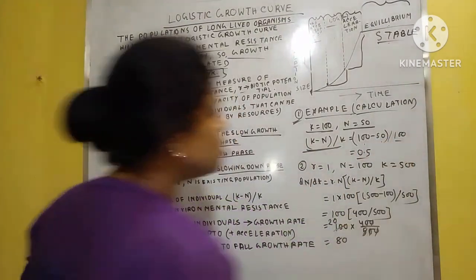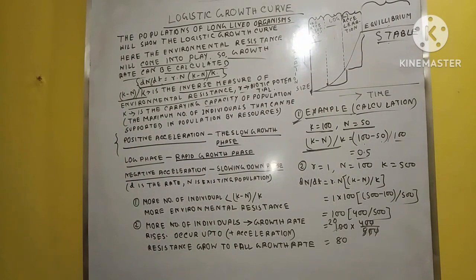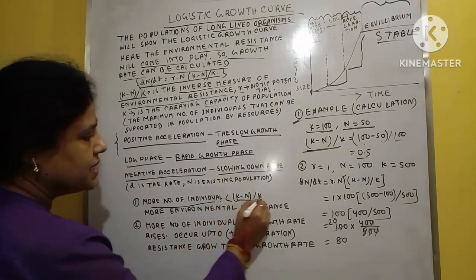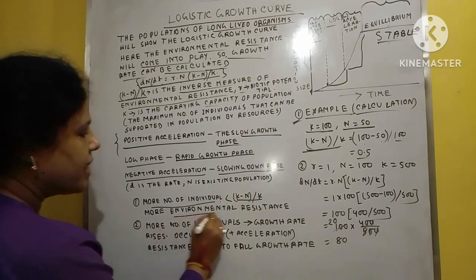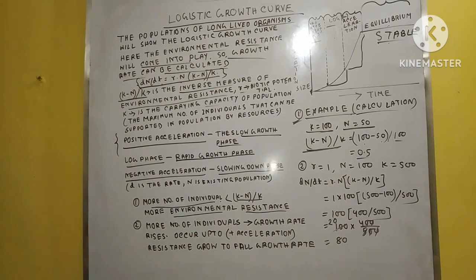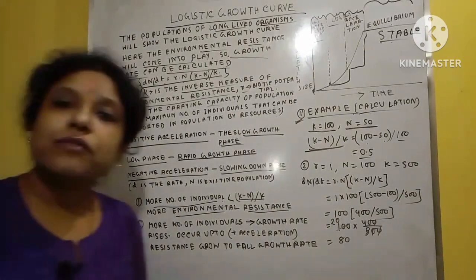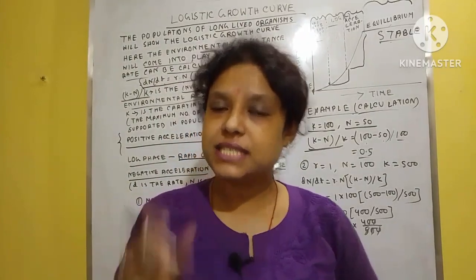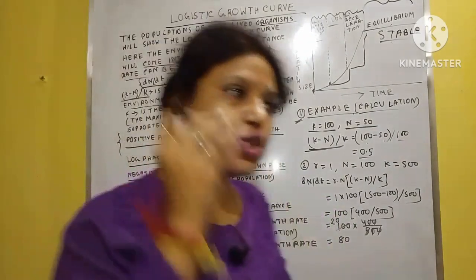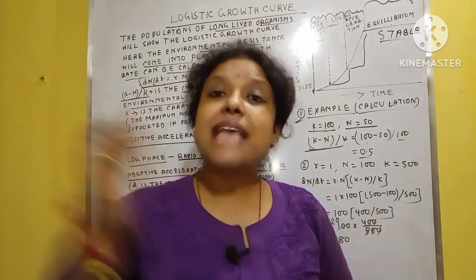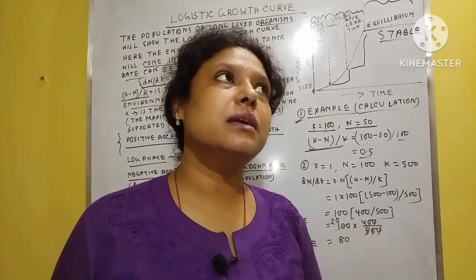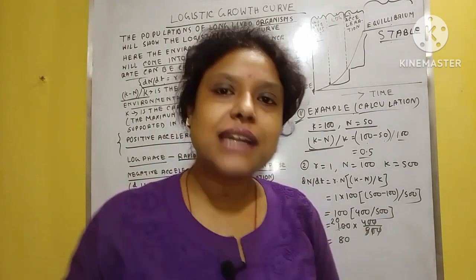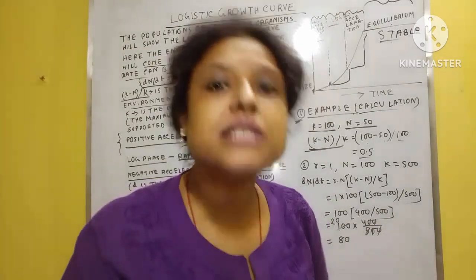This is answer 0.5. It is saying that more individuals means a lower growth rate, which means more environmental resistance. Clear? If more individuals are seen in a particular habitat, the stress of the environment is greater on those individuals, which suppresses their number.